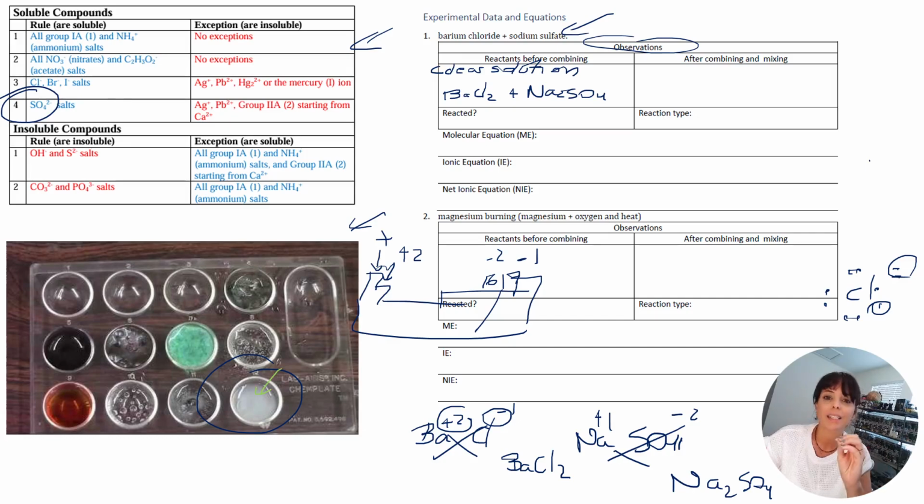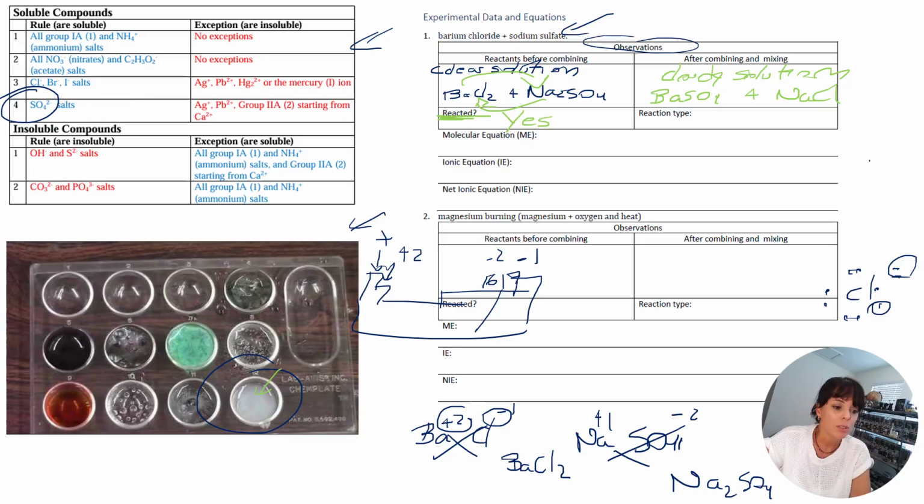Look, a white cloudy solution. So I can write down cloudy solution. And that is an indication that a precipitation reaction happened over here. So if it asks whether a reaction happened, yes, it reacted. And because a reaction happened, they change places over here. So I have barium sulfate plus sodium chloride, right?